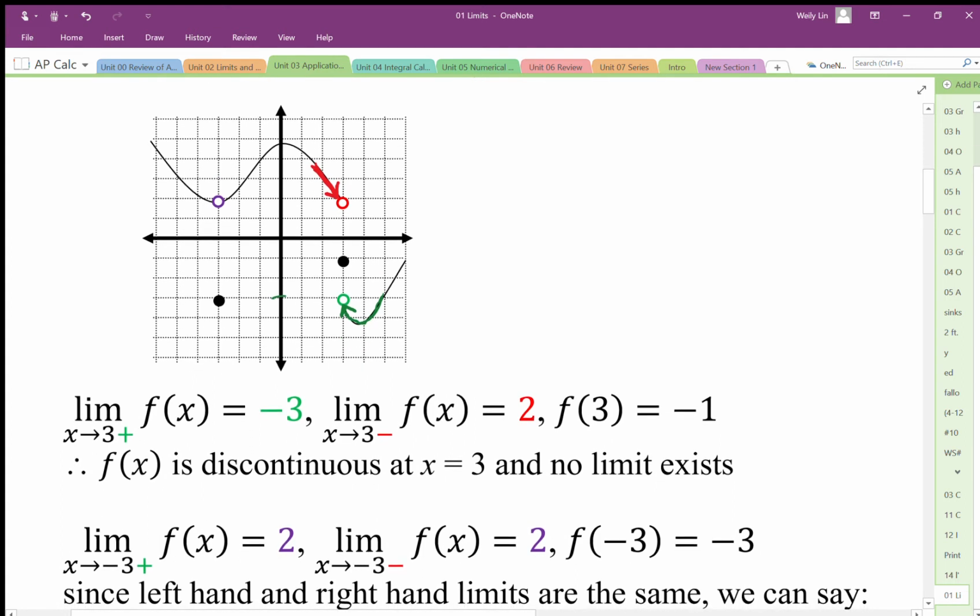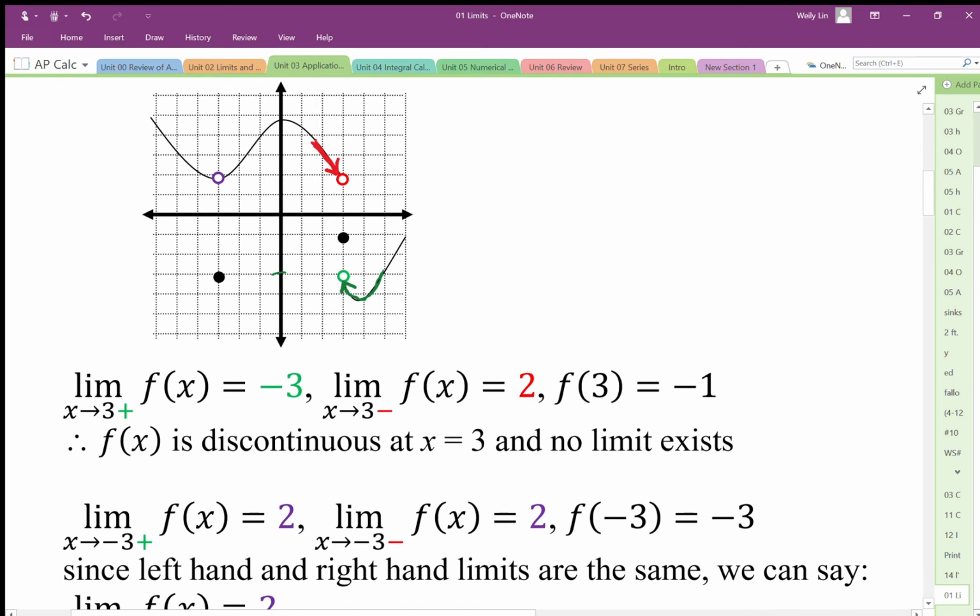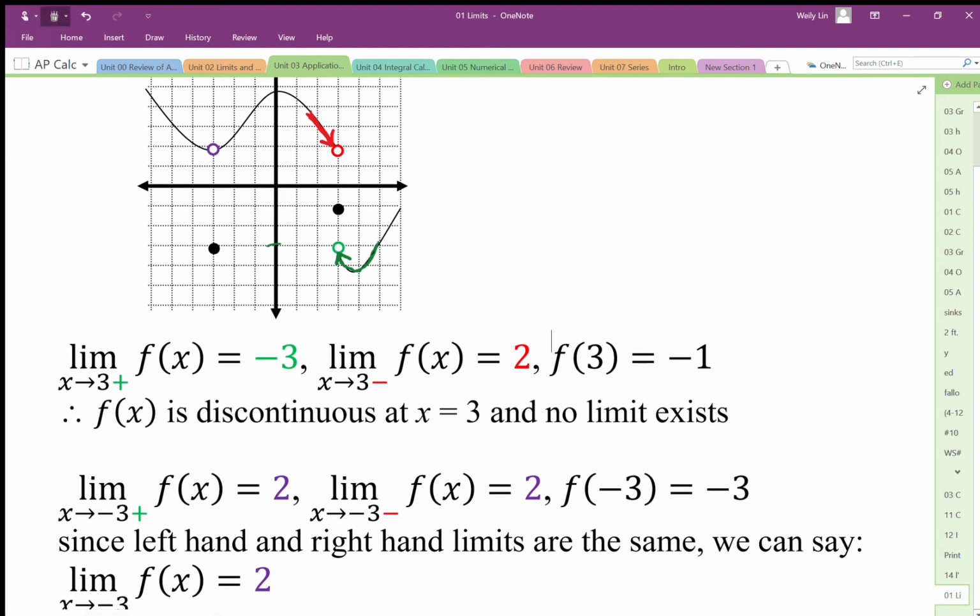Okay, so let's take a look at this point at x equals -3. This purple point here. As I approach x equals -3 from the positive side, it looks like I'm headed towards a y coordinate of positive 2. So my right-hand limit as x approaches -3 is going to be +2 here. And I'm going to do the same thing from the left side. As I approach it from the left-hand side, I'm approaching the same value of +2 here.